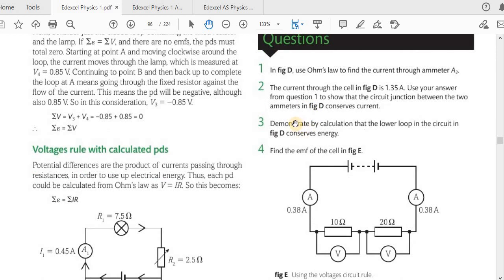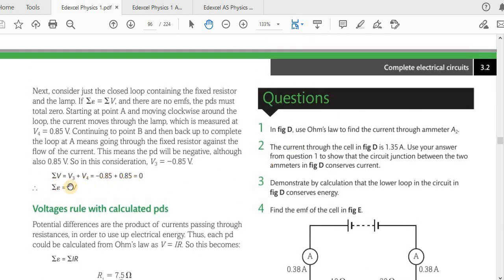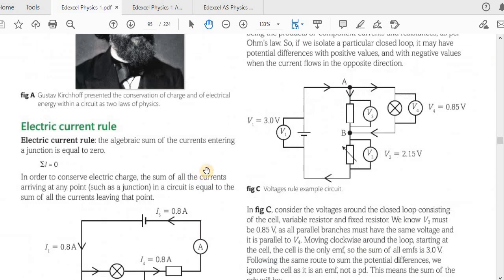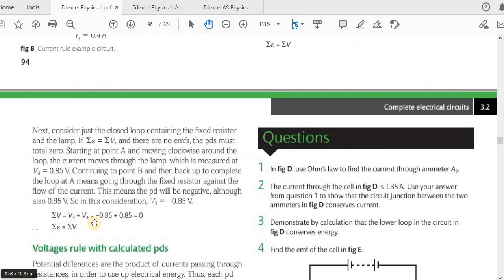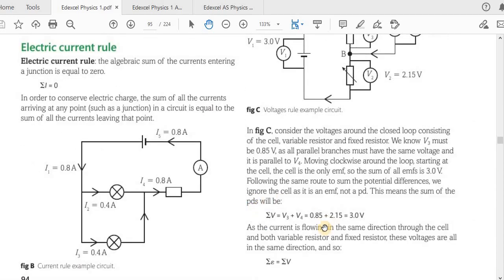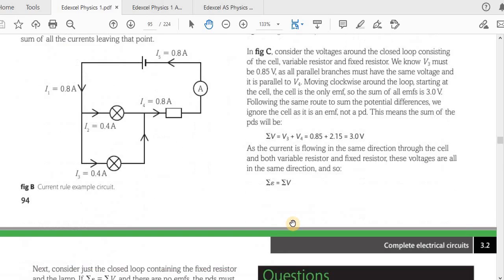Okay, this is what I mentioned. So V is equal to 0.85 minus 0.85. That's why this should be V2 and V3, not V3 and V4.